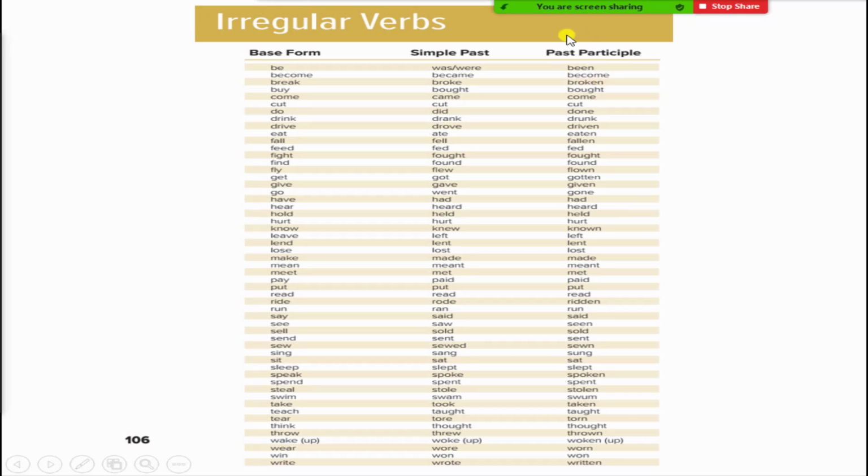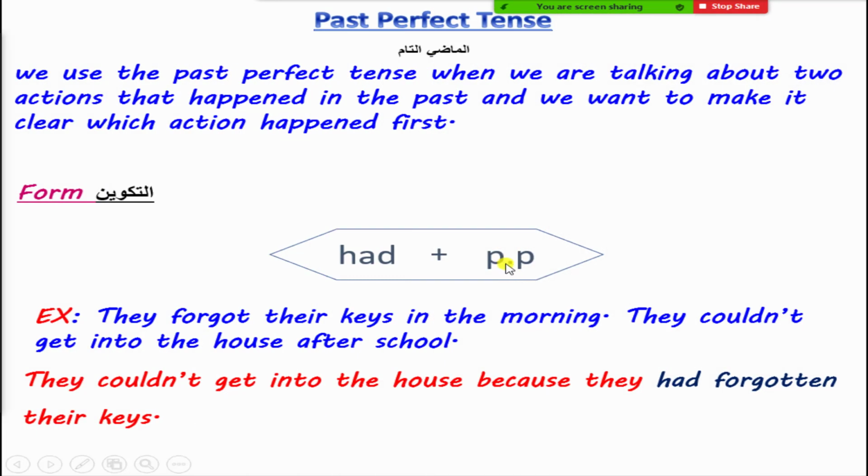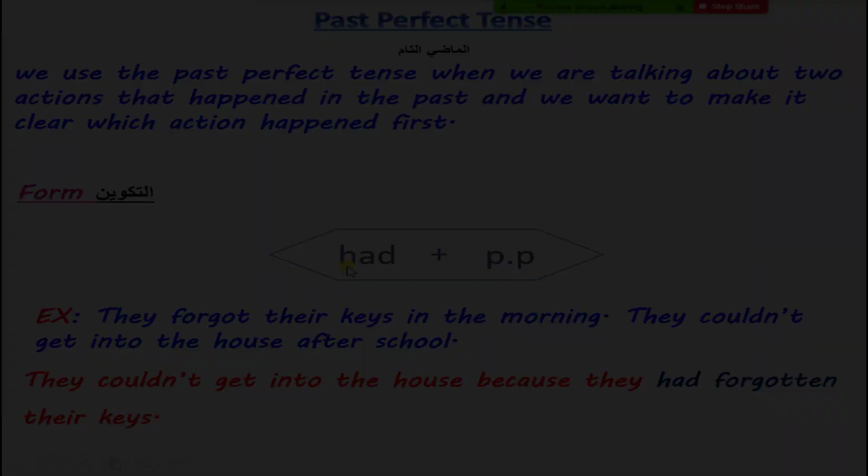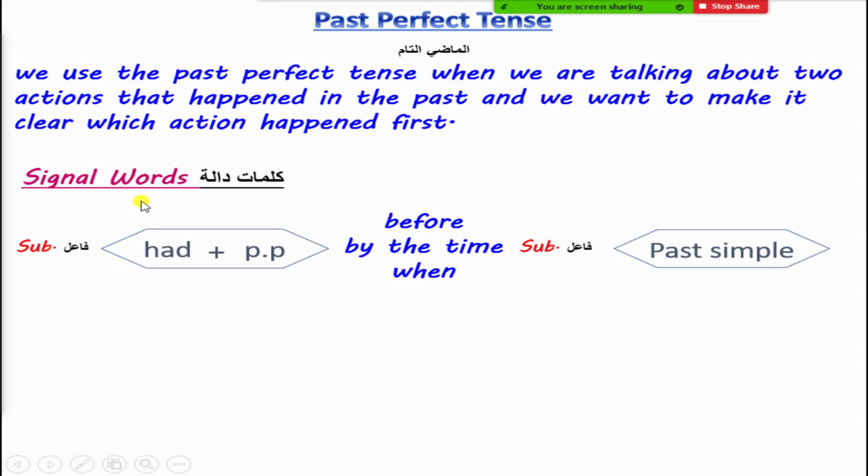You will find these irregular verbs on page 106. Okay, this is the past participle. We use this verb with the past participle after had. Signal words. Signal words are the keywords that come with the past perfect.